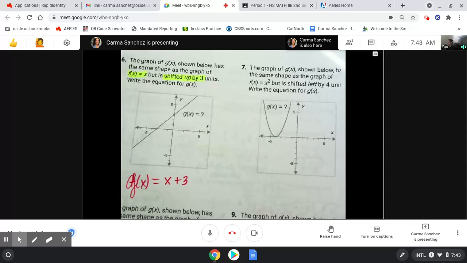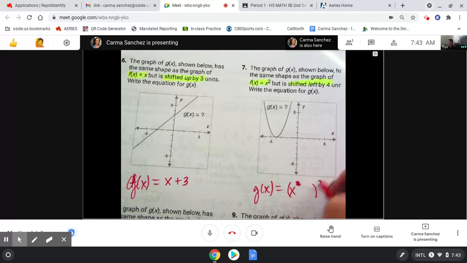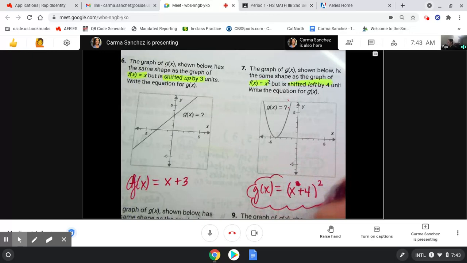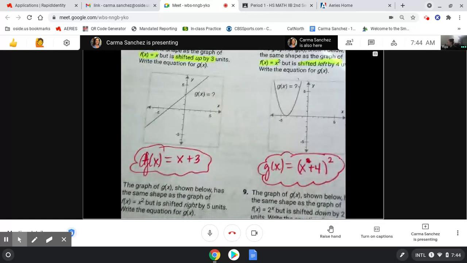All right, let's look at number 7. Parent graph is the regular parabola of x squared, but this has been shifted left by 4. So again, we're only seeing one change in these two. So g of x is the normal parent graph, but there's a shift left. So now we're going to go in the parentheses and a shift left. Recall that when we're in the parentheses, it's an opposite sign. Shifting left is x plus something. Shifting right would be x minus. So when it's inside the parentheses, there is a change to the sign.